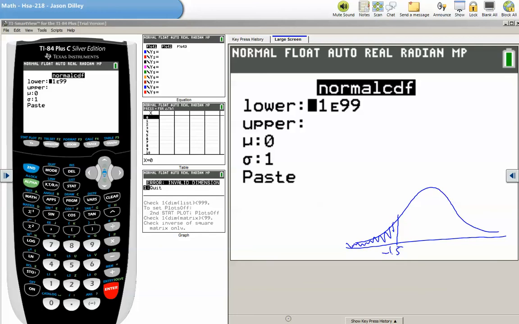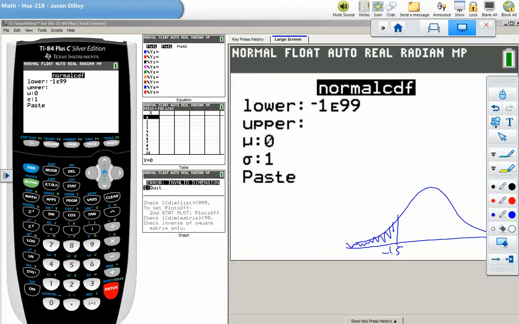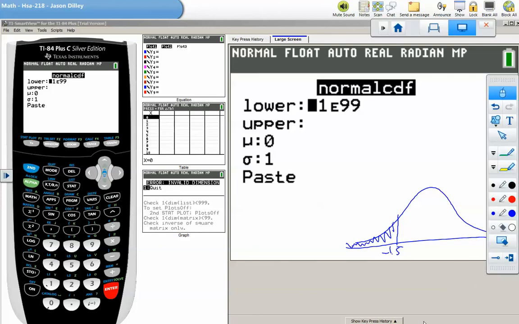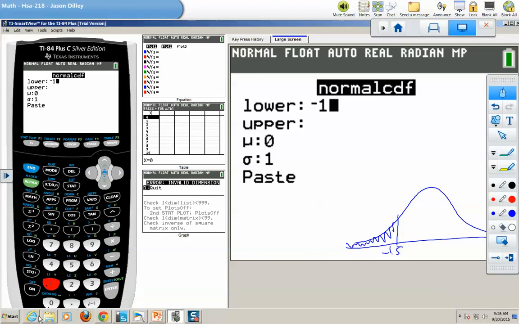Notice that that goes on forever and ever in that direction. If it goes on forever and ever in that direction, what's my lower bound? Negative infinity. The reality here is, though, all you actually really need to punch in for this, because remember how close this gets to 0 once you get out past like 4 standard deviations, it's really not changing that much. The max you ever really need to do here is negative 10.